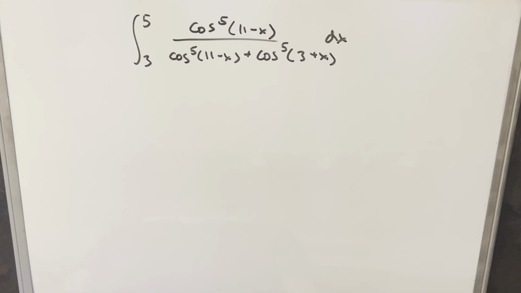Okay, we have here another integral on the board. We've got the integral from 3 to 5, cosine to the fifth of (11 minus x) over cosine to the fifth of (11 minus x) plus cosine to the fifth of (3 plus x) dx.